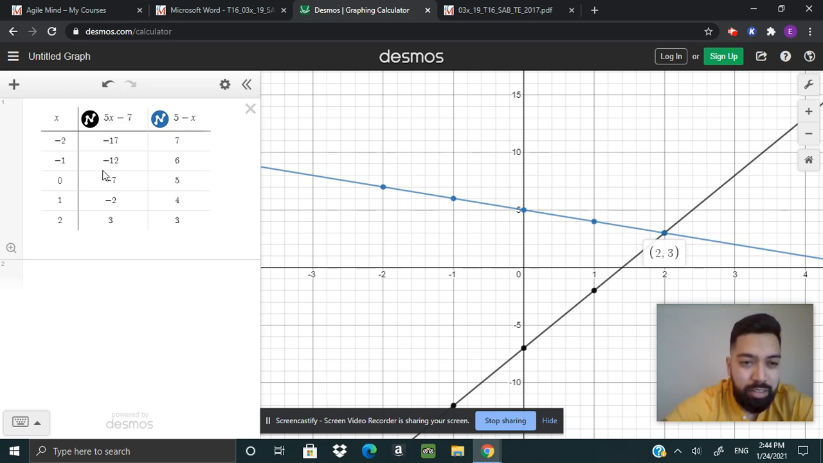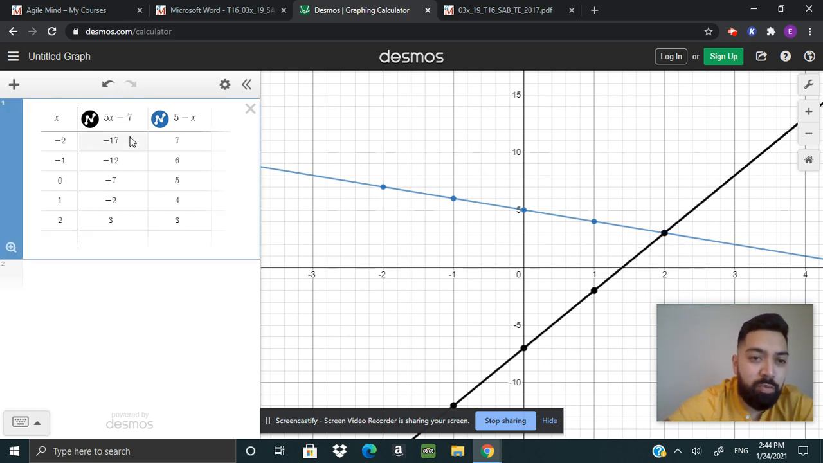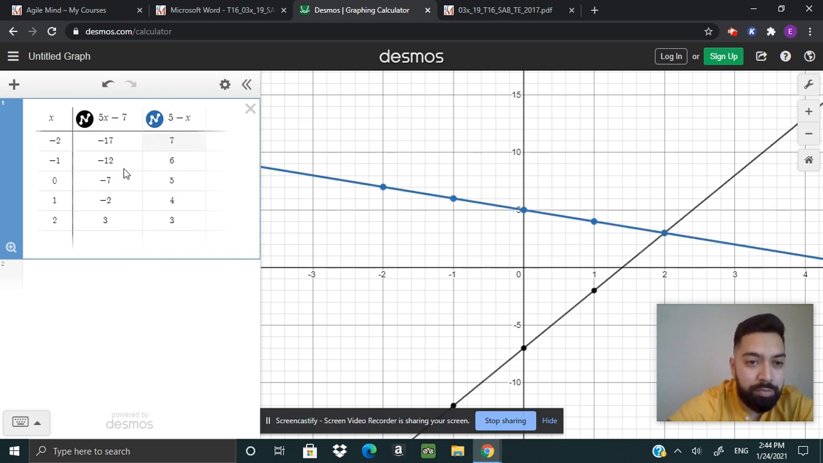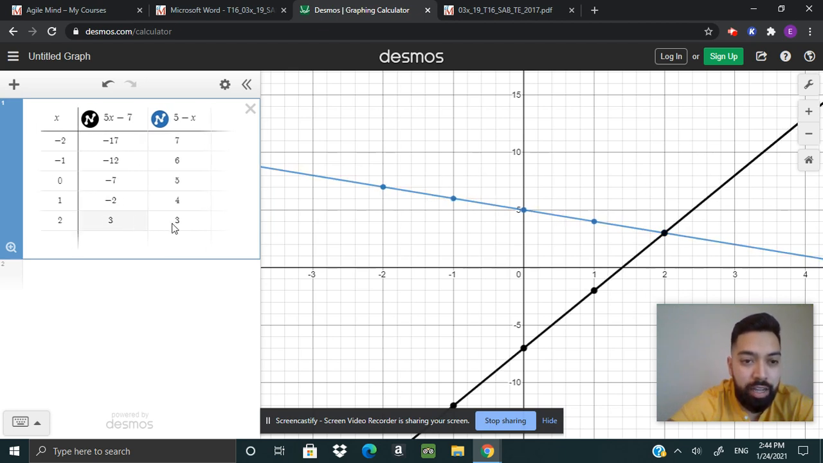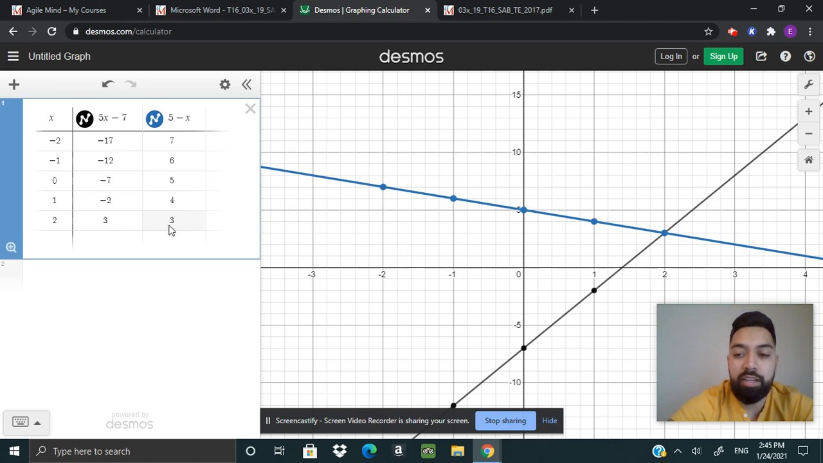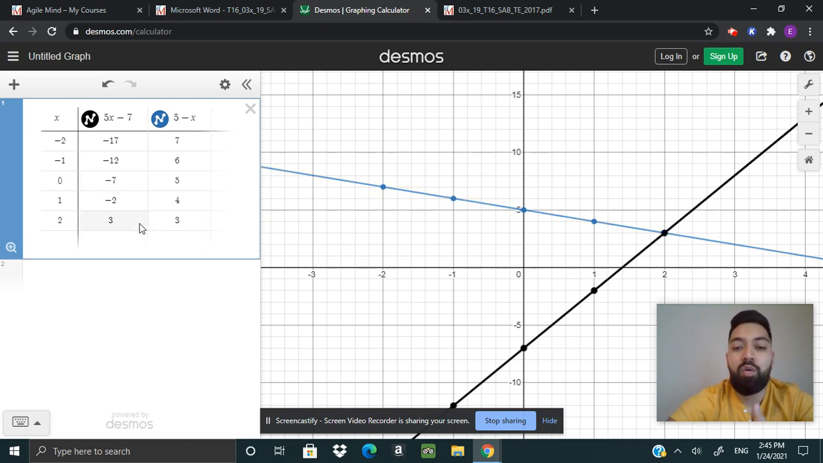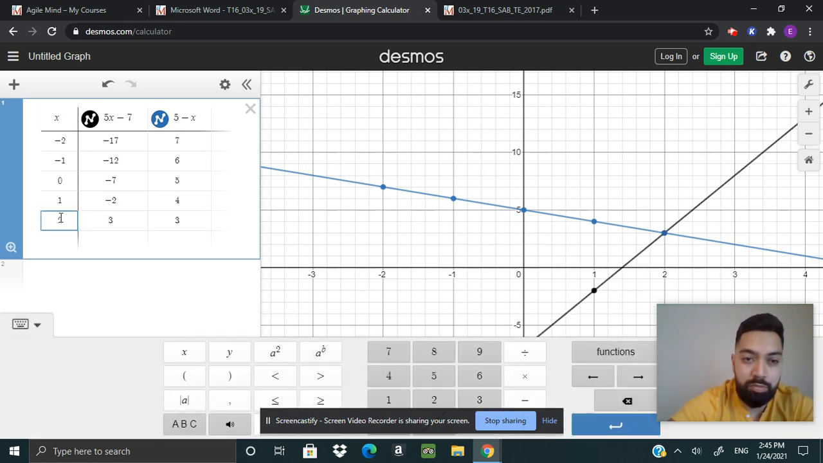But if you look at the table, remember we're looking where the second and third column are equal to each other. So this is negative 17 and 7. Nope. Negative 2 and 4. Nope. But right here we see 3 and 3. That's how you identify your solution. You got to look for those matching columns. And then where does this happen? This happens at x equals 2.